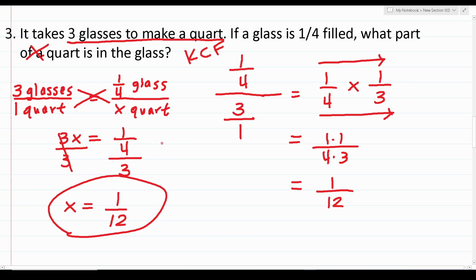All right, so that's that one. Good test of your ability to work with fractions as well as proportions there. And let's go ahead and move on now.